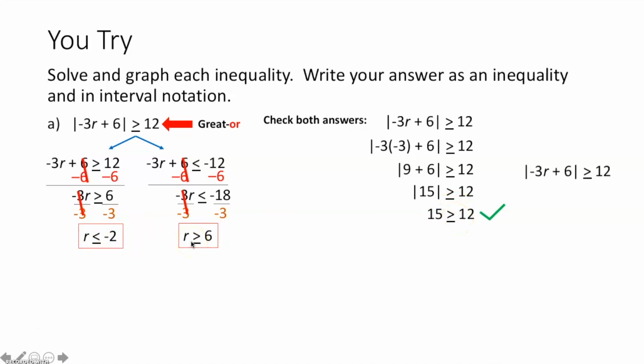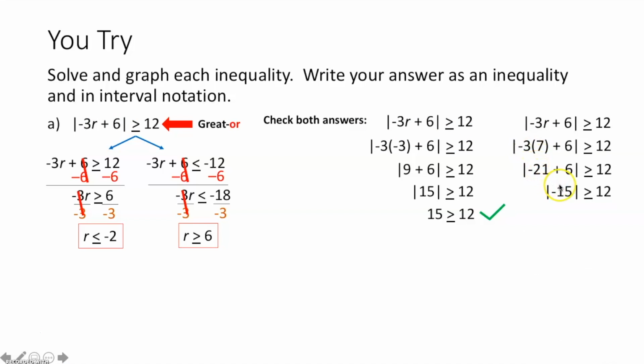Over here, I have r is greater than or equal to 6. So let's pick a value that's greater than or equal to 6. How about 7? I'm going to plug in 7 for r in my original absolute value inequality. Now let's simplify. 7 times negative 3 is going to be negative 21. Negative 21 plus 6 is negative 15. The absolute value of negative 15 is positive 15. Is that greater than or equal to 12? Yes, it is. So both of these check out.